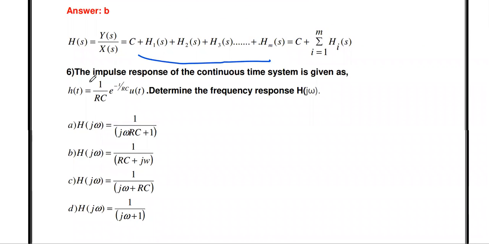Then the next question: the impulse response of a continuous time system is given as h of t equal to 1 by RC e power minus t by RC u of t. Determine the frequency response H of j omega. So already you know the relation between small h of t and frequency response. What is the relation? If you take the Fourier transform of the impulse response, we will get the frequency response. So you just take the Fourier transform of this given h of t.